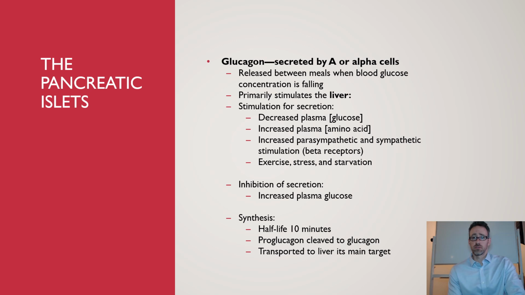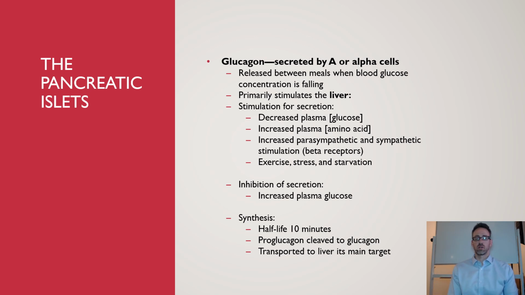Inhibition of the secretion of glucagon is increased plasma glucose levels, so that will inhibit it. Its half-life is about 10 minutes. It's formed as proglucagon and cleaved to glucagon, and it's transported to the liver, which is its main target. So one thing I just want to address before I move on is that we noticed that insulin is increased in response to glucose, amino acids, and fatty acids, and so on. Basically all the breakdown products of our diet.